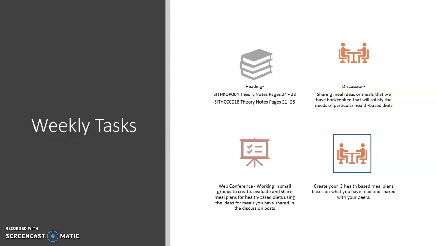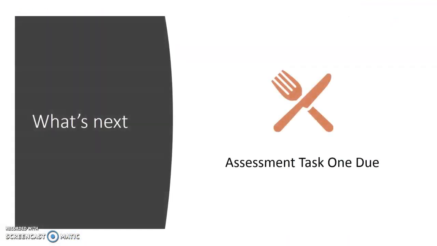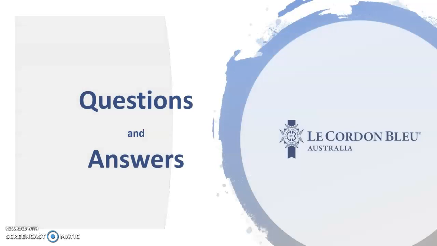And you choose ones that are going to be useful to you, and start getting some feedback from your peers as well. So this week we've covered the health-based diet and our weekly tasks. Next week, assessment task 1 is due, so your 6 meal plans will be due with their reflection. So we're going to do a lot of work on that for next week.